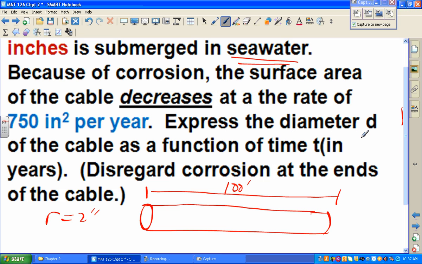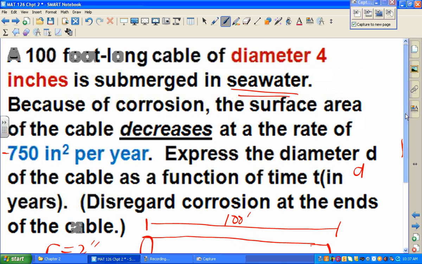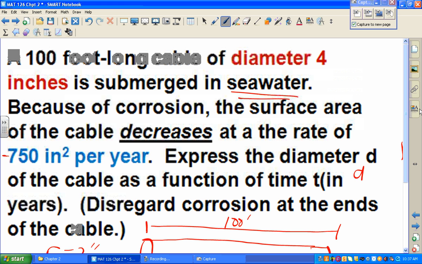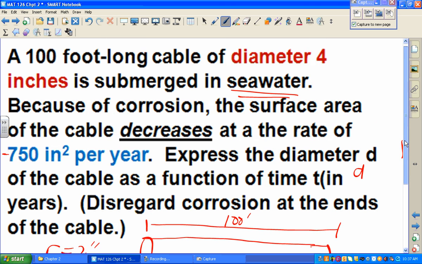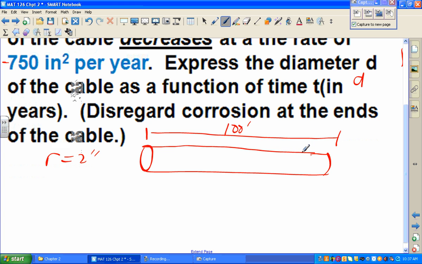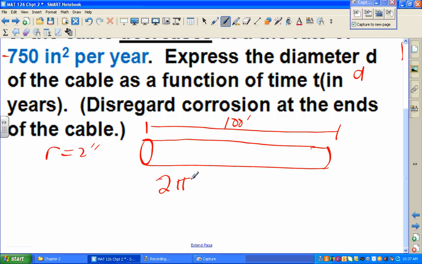Express the diameter of the cable, D, as a function of time in years. Disregard the corrosion at the ends. So we need an equation for the surface area of what kind of geometric shape? Cylinder. Not everybody at once. You have geometry credit, right? Surface area of a cylinder: SA equals 2 pi R H.